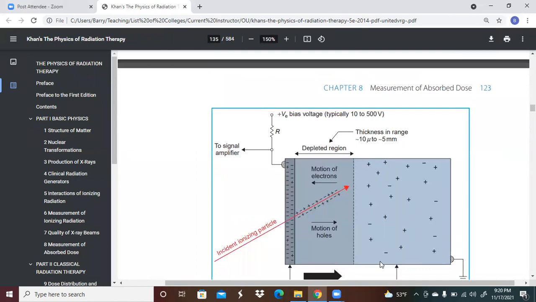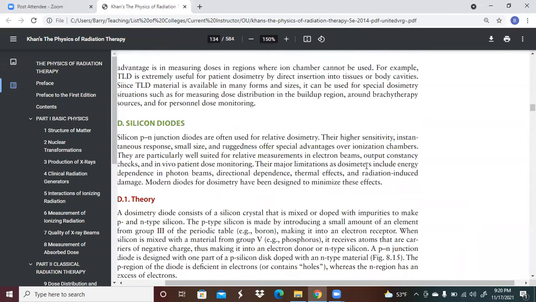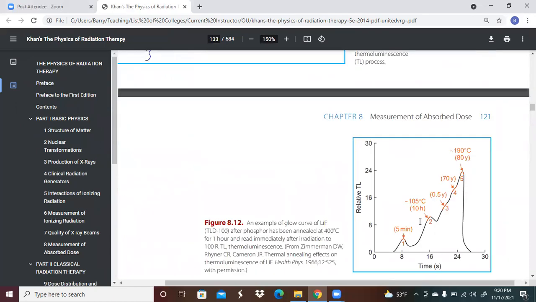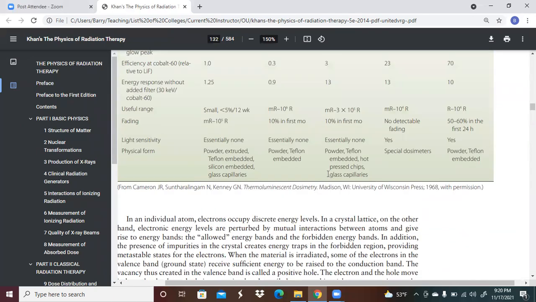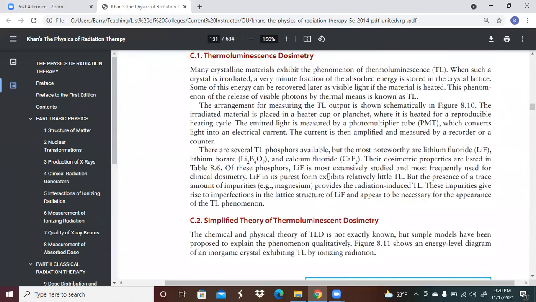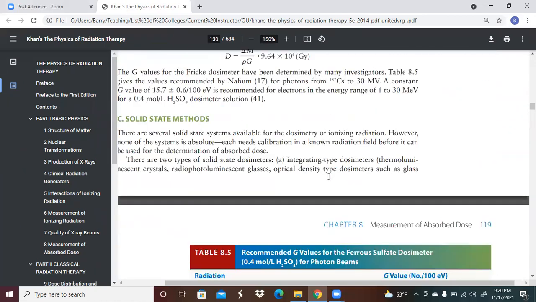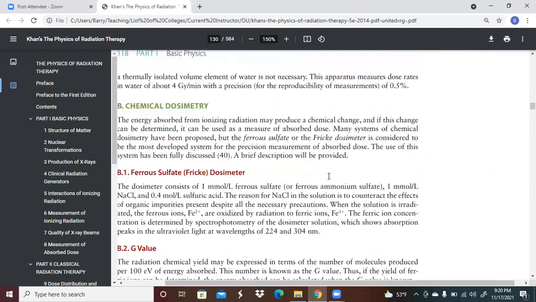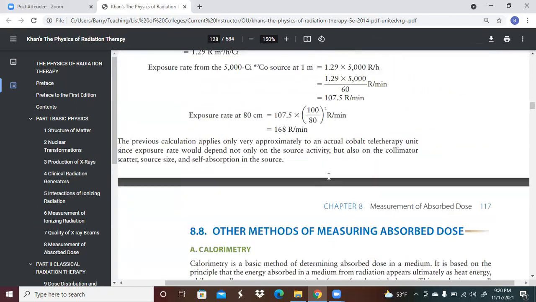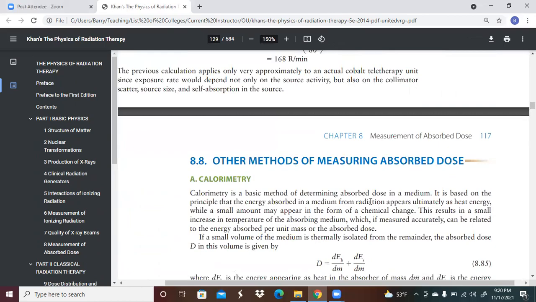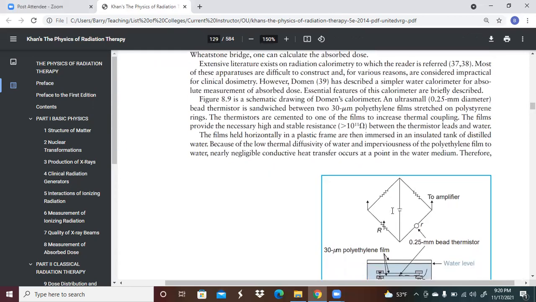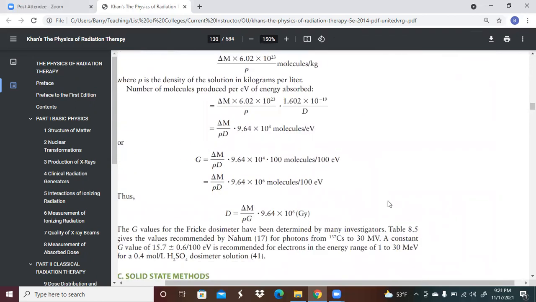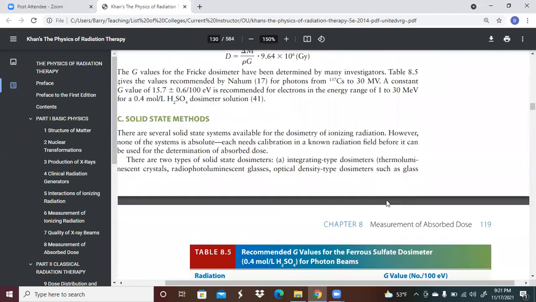So if you want to know more about how these particular devices work, you can see here, this is in the section on certain solid state methods, and other methods of measuring absorbed dose. So that's what's being covered here. I may have a few problems on those a little bit later. It might take me a while to put those together.